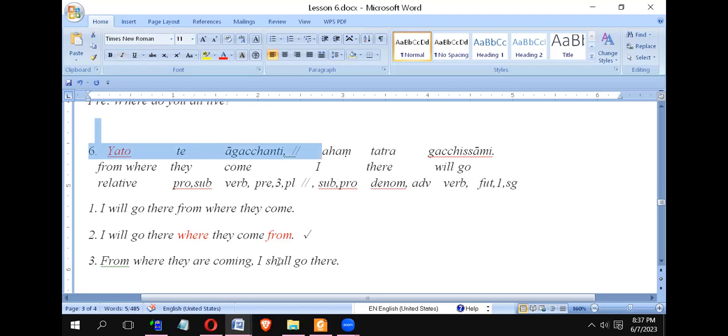From where they come going, I shall go there. But up to you, do you think which one is better English? Number 2 or number 3, which one is better English? Yeah, but in terms of English, it's not so good. Number 2 is better. Yeah.